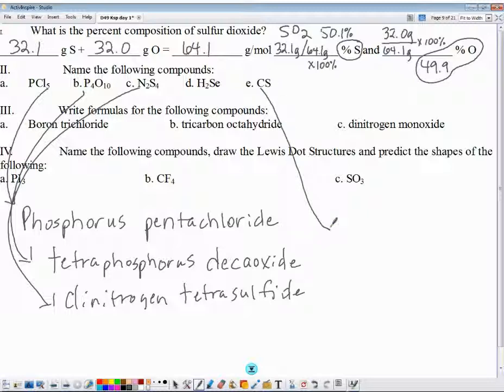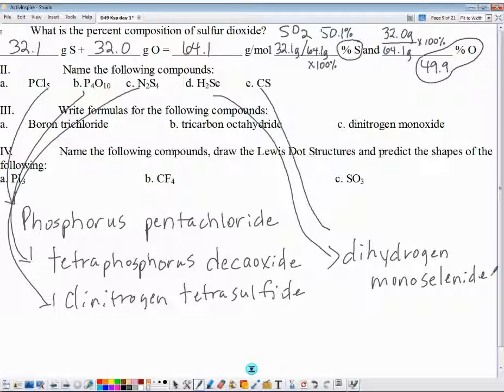Oops, did I skip one? I did, sorry. Wait a minute, Natalie. What's the name of H2Se? Okay, dihydrogen, mono, and then we just say selenide because it's selenium, we take off the ium and replace that with an ide, right, Thomas?